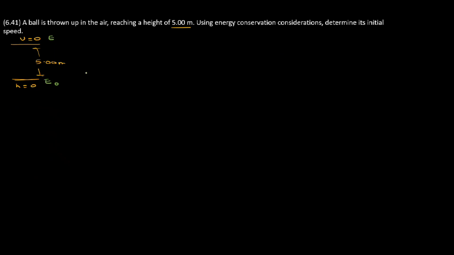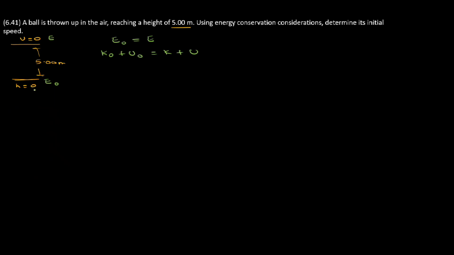Now, total energy can be written as the sum of kinetic plus potential. So let me write initial total energy must be equal to final. Initial total energy will be the sum of initial kinetic plus potential, and final will be the sum of final kinetic plus potential.